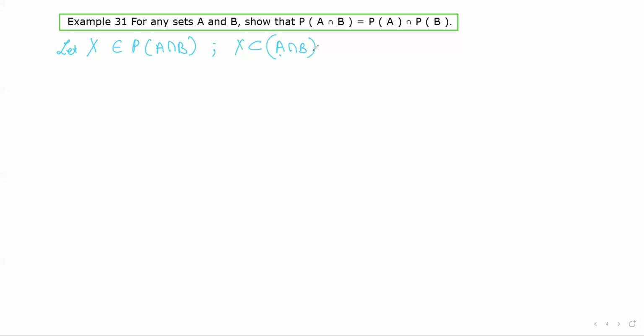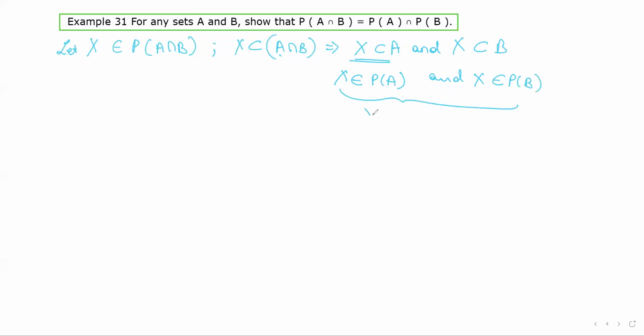If X is a subset of A intersection B, in words, it can be written as X is a subset of A and X is a subset of B, because intersection is written as A and B. If this is true, then if X is a subset of A, you can say that X belongs to the power set of A. X will be an element in the power set of A, and X will be an element of the power set of B. Now writing this in mathematical form, you can write that X belongs to the power set of A intersection the power set of B, because and is intersection.